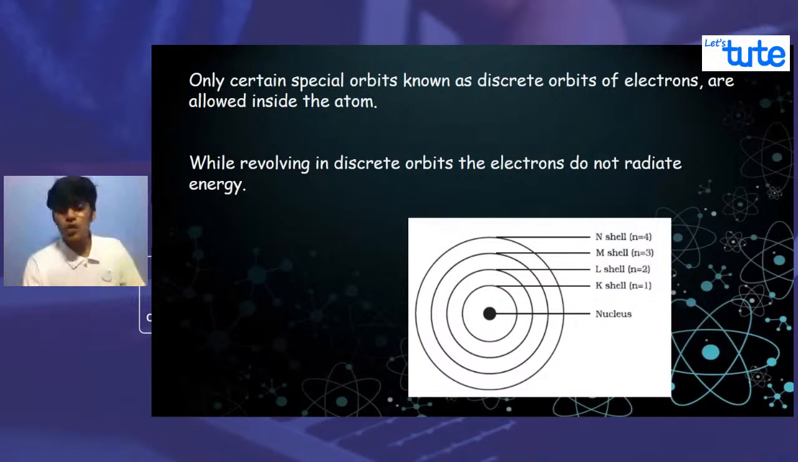So if you look at a periodic table, you will find that there is an element known as helium, and its atomic number is 2. Okay, so you'll find it in the periodic table. You can just go through it.